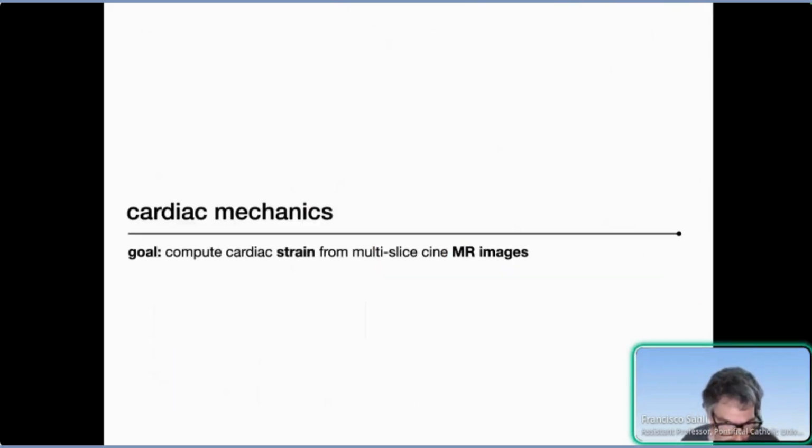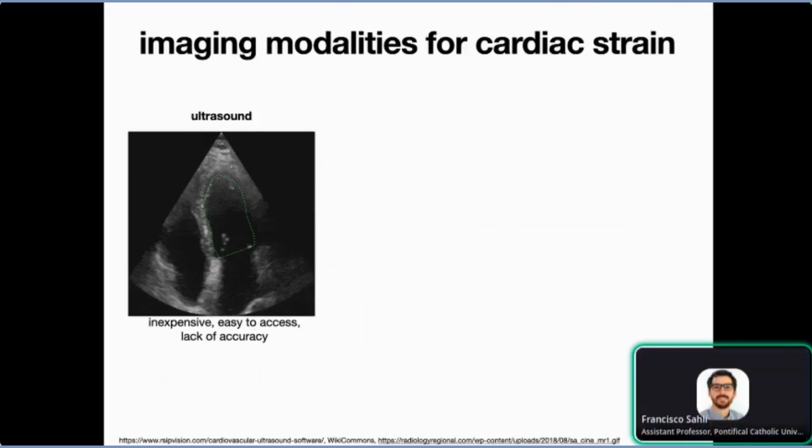So going to our specific application, our first goal will be to compute cardiac strain from multi-slice cine MR images. Cardiac strain is a very important metric because it tells us how the heart is functioning, and this is a metric that goes beyond the typical and simpler approach of ejection fraction. That is something that you can get out of a segmentation, but here we would like to know how the tissue is actually deforming locally.